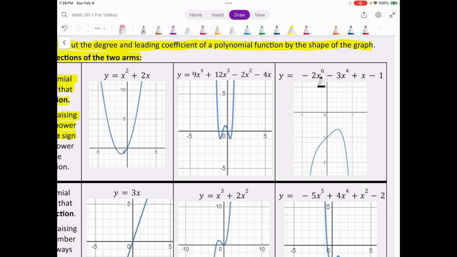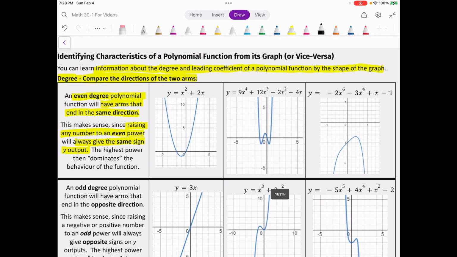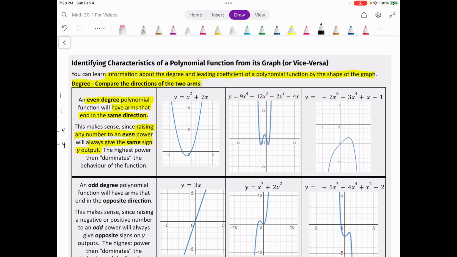So when we take our x's and put them to the 6th power, since that's an even power, we're always going to get a positive number, but then when we multiply it by a negative, we get a negative number, right? So as x goes off to positive infinity or negative infinity, in either direction, we're just getting bigger and bigger negative numbers.